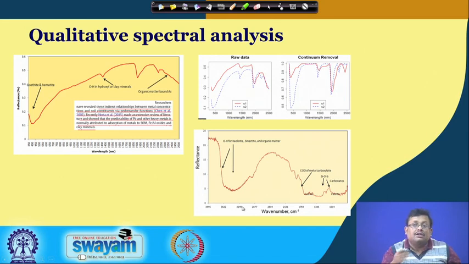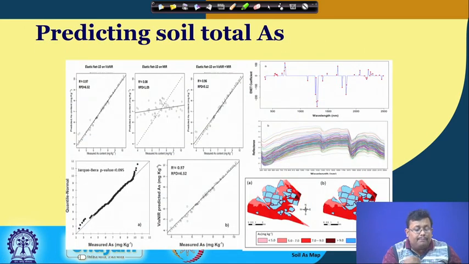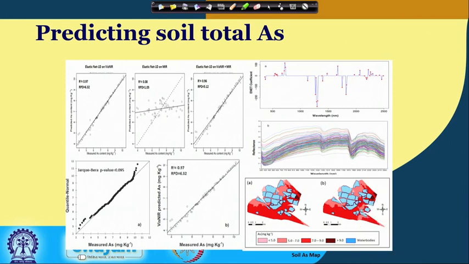Not only have we done the qualitative analysis, but we also predicted the total arsenic concentration and we got a very high R square value of 0.97. And the beauty of it is that you can use this technology for directly mapping in the field also, or directly producing the contamination map also.